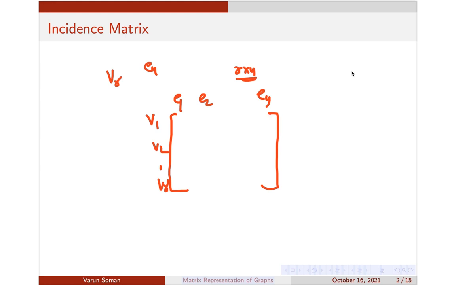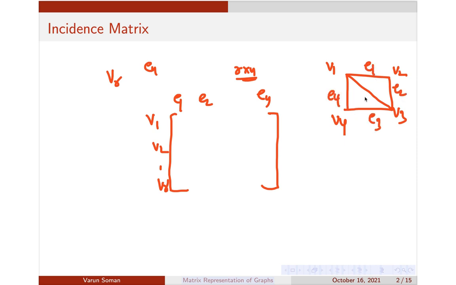For example, suppose you have a graph like this. How do we represent it using an incidence matrix? Suppose this is your vertex V1, this is node V2, V3, V4. Also label the edges. Suppose this is E1, this is E2, this is E3, this is E4, E5. There are 4 vertices and 5 edges, so you will have a 4 by 5 matrix. Let's write down the matrix. It has rows V1, V2, V3, V4 and corresponding columns E1, E2, E3, E4 and E5.